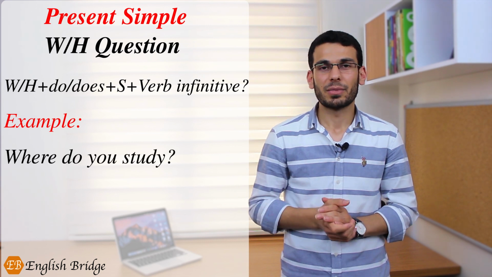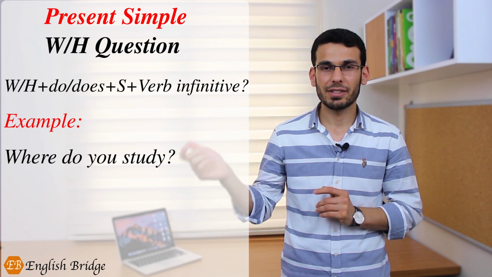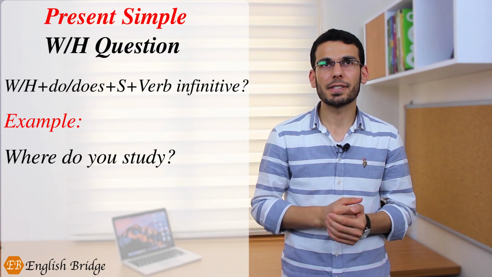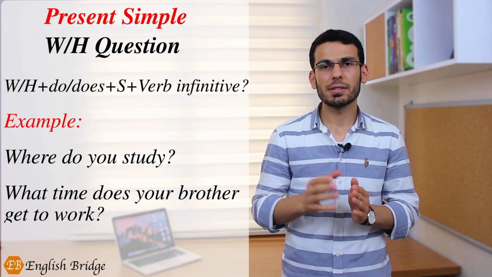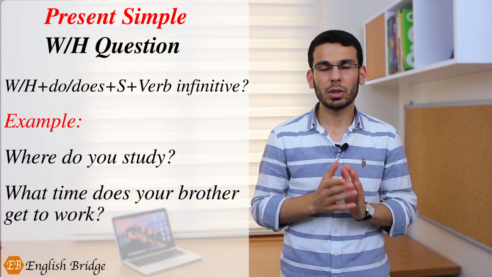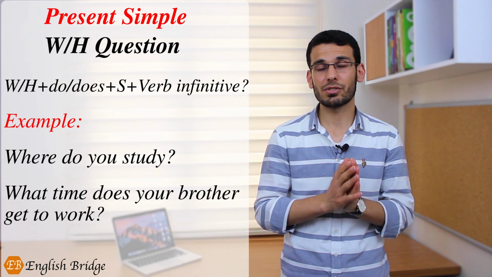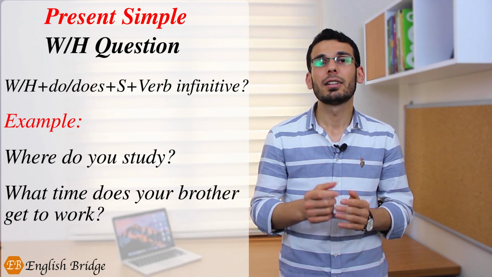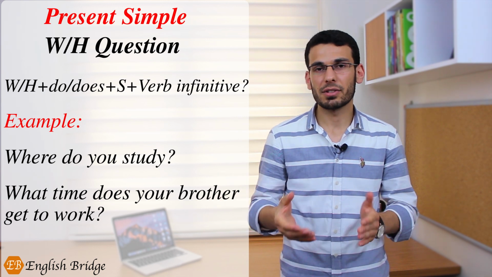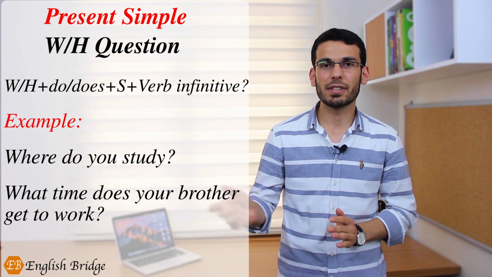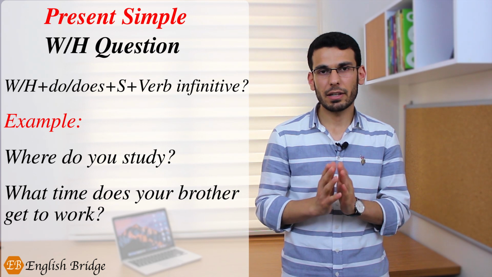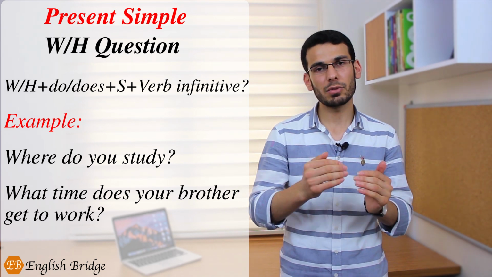Examples. Where do you study? Another one could be, for example, what time does your brother get to work? Okay, so we have what time, which is WH question, followed by does, and followed by subject, your brother, the person I'm asking about, and then get, which is infinitive verb. So here, this is everything about present simple questions. Now let's move to past simple questions.